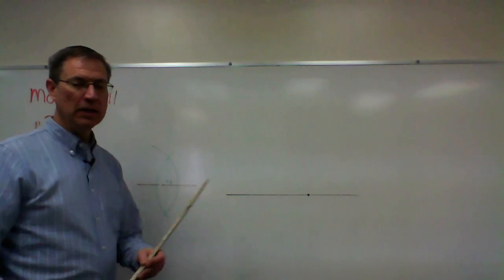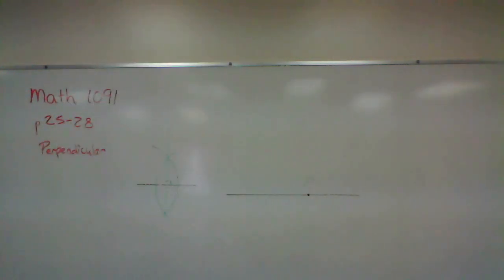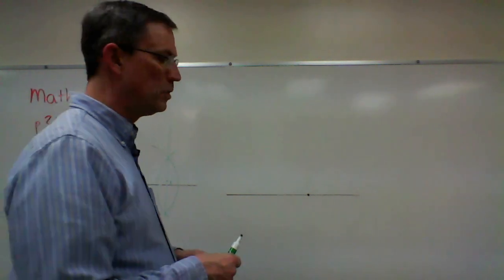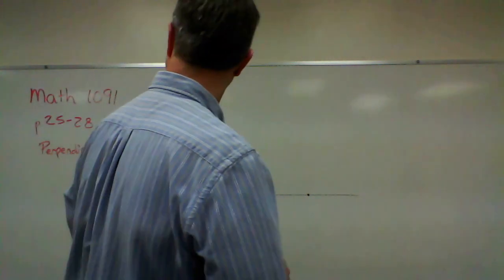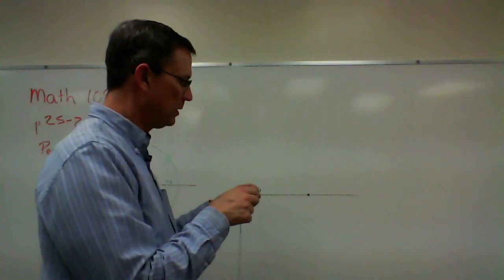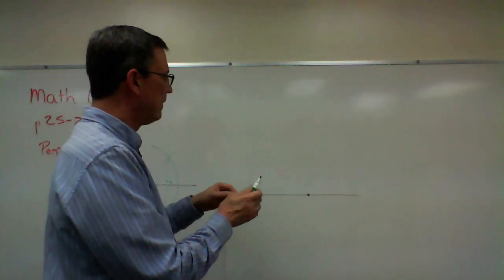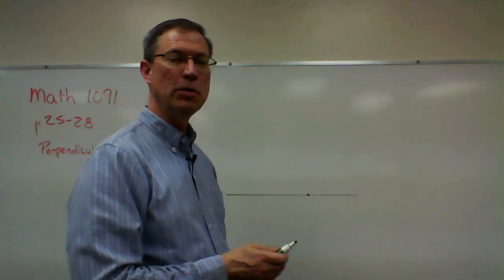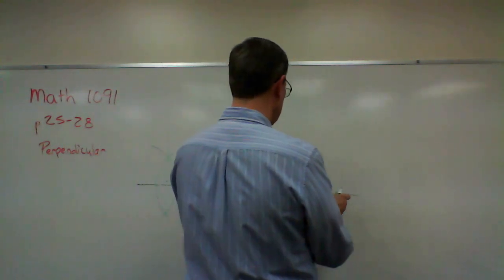Okay? Let's do one more of a different type. This is on the next section. And again, it's illustrated for you on page 27, I think it is. If I want to make a right angle right where that point is, how do I do that? Okay, let me show you.